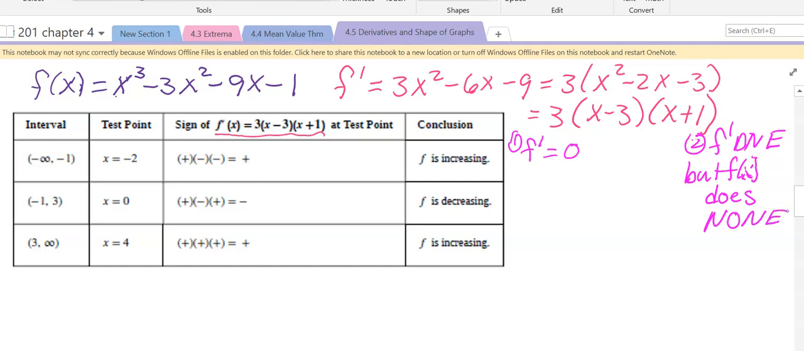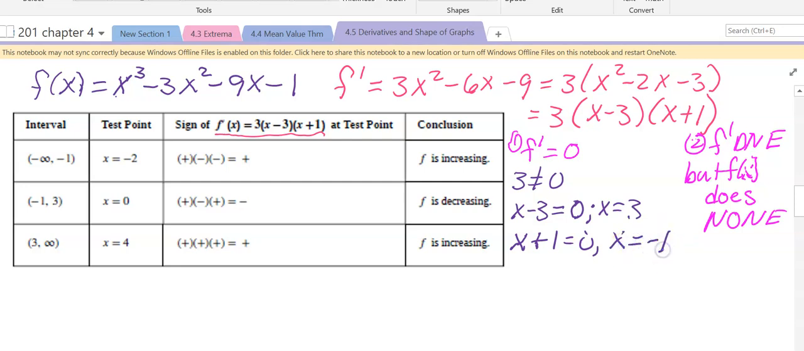The first case, however, I do have solutions. I know that the monomial factor 3 is never 0. It doesn't provide a solution, but it is a factor of the first derivative. The second factor is the binomial x minus 3, and when I set it equal to 0, I get the solution x equals 3. The third factor is the binomial x plus 1, and when I set it equal to 0, I get the solution x equals negative 1. This gives me 2 critical values, negative 1 and 3.